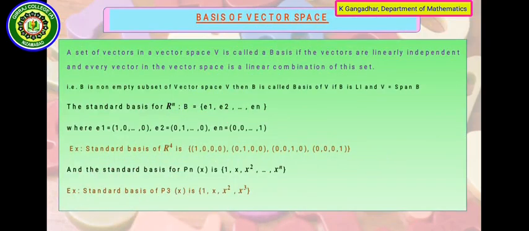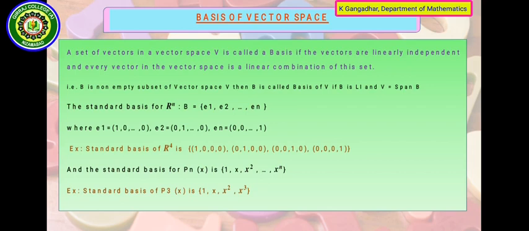So now the definition of the basis. B is a non-empty set and B is linearly independent and V equals span B, then we say that B is a basis for the vector space. A set of vectors in a vector space V is called a basis if the vectors are linearly independent and every vector in the vector space is a linear combination of the set.